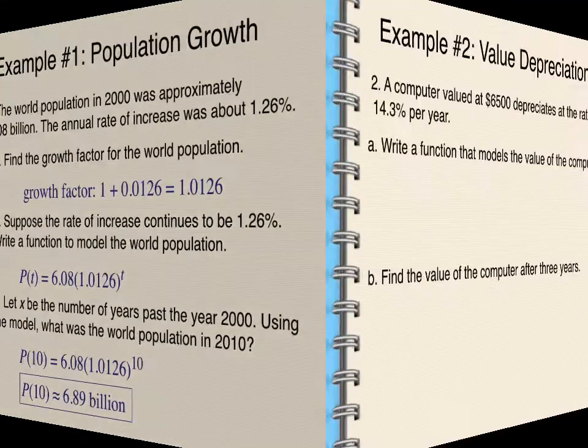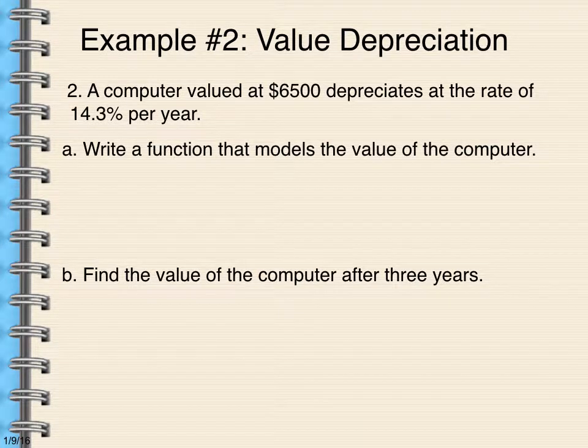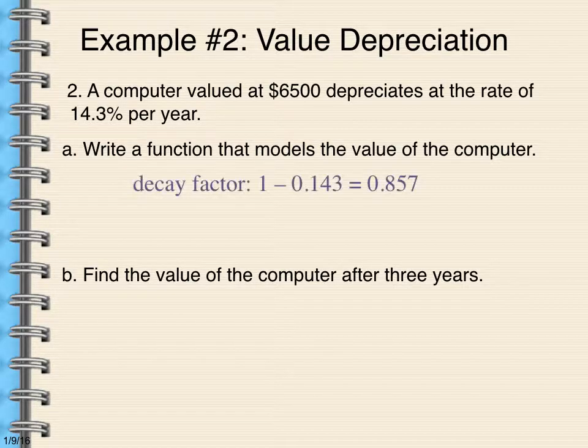Next, we'll look at exponential decay. Here we're told a computer, which was valued at $6,500, is depreciating at a rate of 14.3% per year. To write a function that models the value, we want to start with the decay factor. That's 1 minus the 14.3%. Once again, we write that as a decimal, and we get 0.857 for the decay factor.